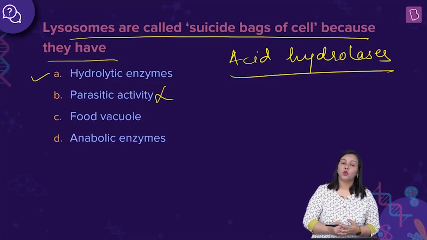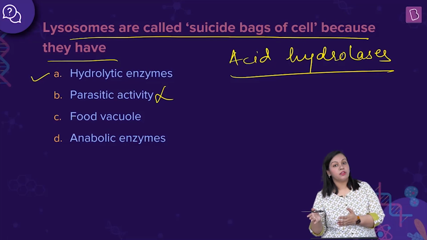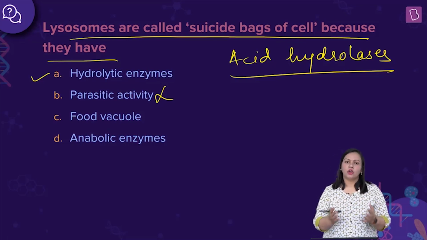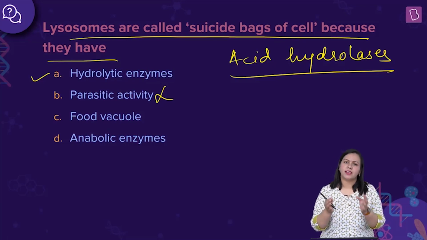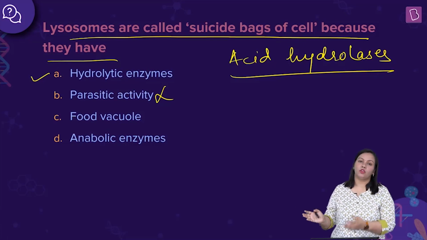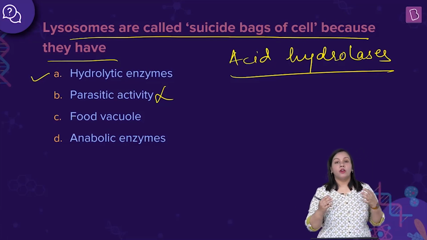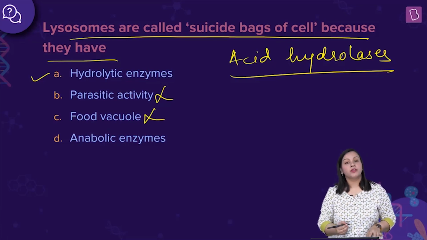Talking about a food vacuole, a vacuole is a different cell organelle and lysosome is a different cell organelle. Vacuoles can be storing the excretory material, they can be storing the cell sap, they can even be storing food sometimes. That is when you call them food vacuole, but it has nothing to do with being the suicide bag of the cell, right? So this option is also incorrect.